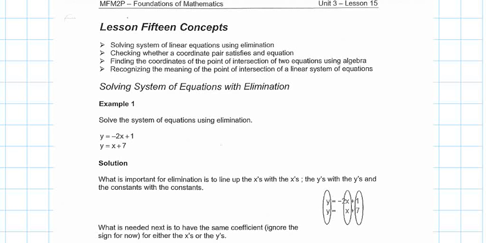So, what does the word elimination mean? Get rid of something, right? When you want to eliminate something, you get rid of it. You eat it, right? If it's something edible, or you throw it away. So elimination means to get rid of something. And that's exactly what we're doing. We're going to get rid of one of the letters.